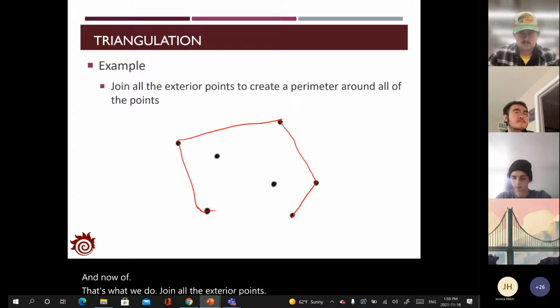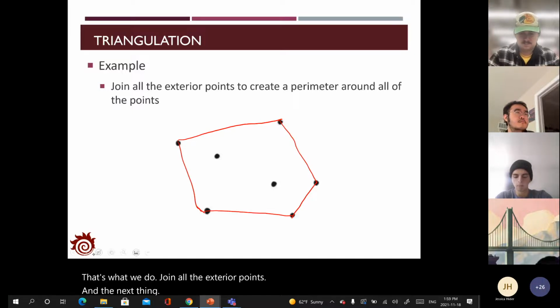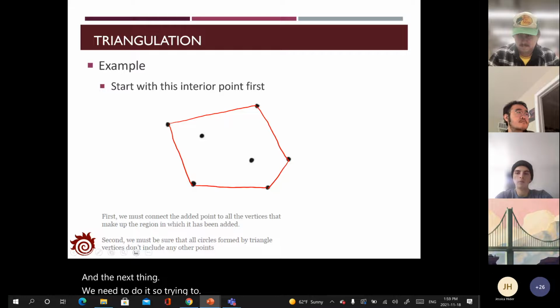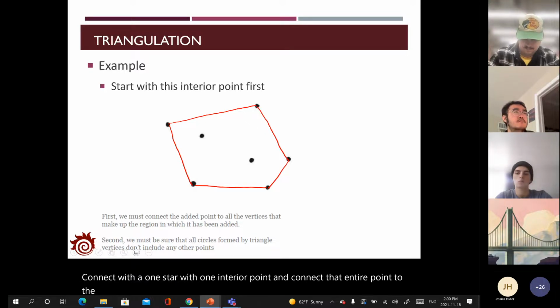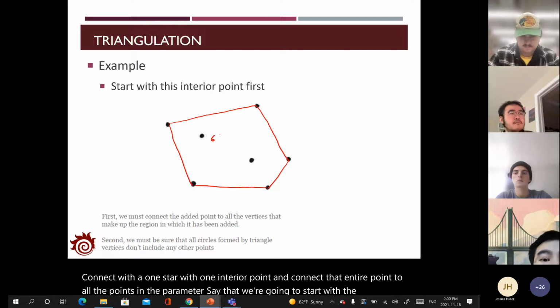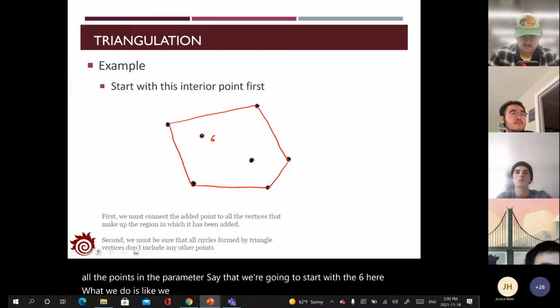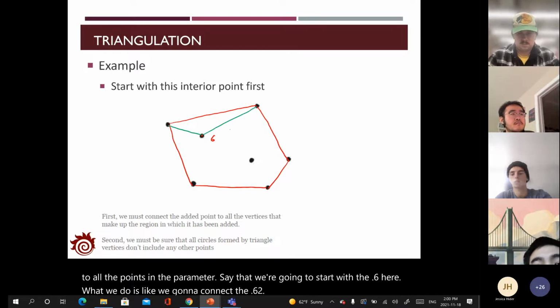And the next thing we need to do is start with one interior point and connect that interior point to all the points in the parameter. Say that we're gonna start with the point 6 here. What we do is connect the point 6 to all the points in the parameter.